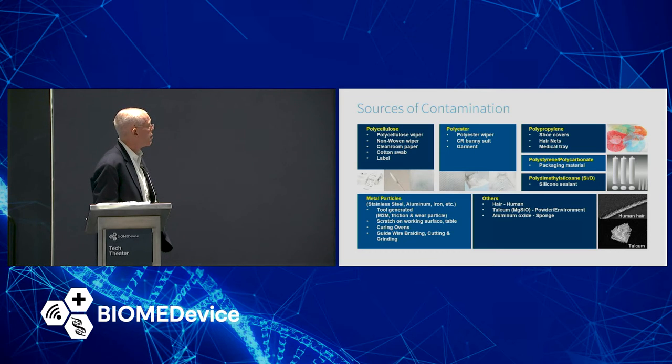The polyester also can come from bouffants and shoe covers and face masks. Those are the other areas. Those are the garment-related materials. The rewashable garments, if your rewashable garments are in good condition, are not a major source.